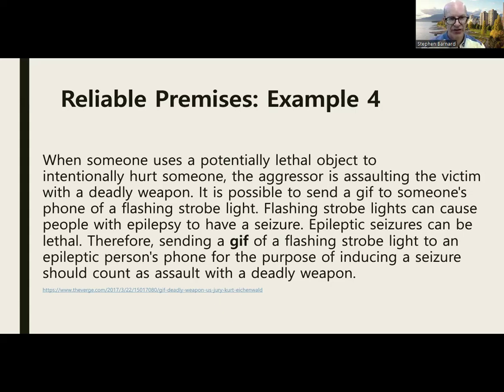This is a very interesting example, and I think the premises here are quite reliable. Okay, we start with the first one. When someone uses a potentially lethal object to intentionally hurt someone, the aggressor is assaulting the victim with a deadly weapon. Okay, this is a definition. What is assault with a deadly weapon? Using something that could kill somebody to intentionally hurt them. Okay, I think most people would agree with that.